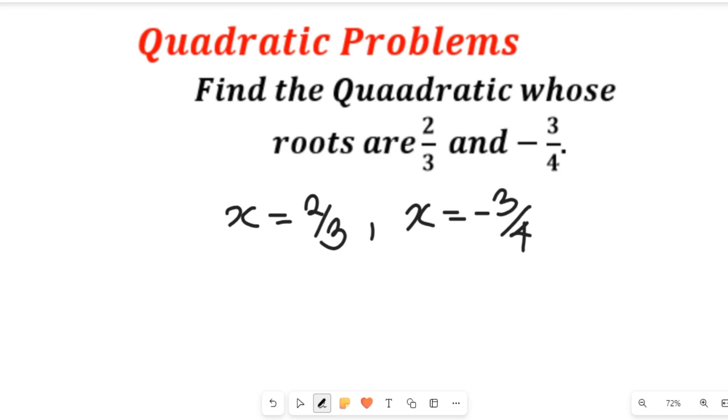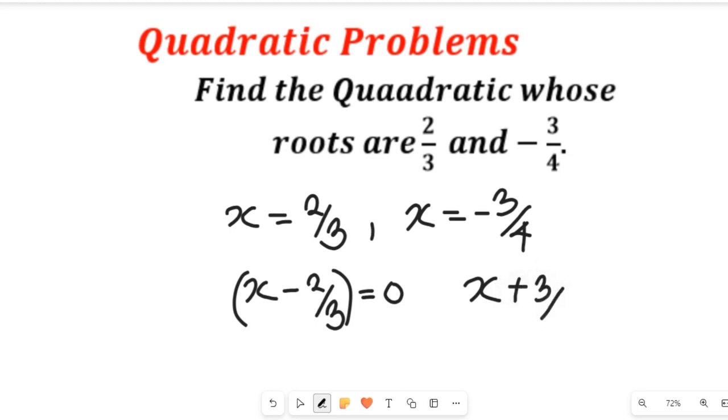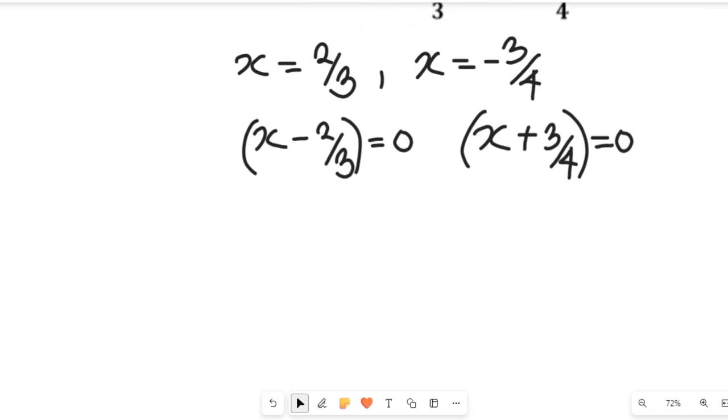So if you are asked to look for this, you take it back to where it is. To equate these two values to 0, we'll have our x minus 2 divided by 3 as an equation to be equal to 0. And then we'll have our x, once we add 3 divided by 4 to both sides, we'll have x plus 3 divided by 4 as an equation that will be equal to 0. So for us to get the quadratic equation, we need to multiply these two factors of the equation.